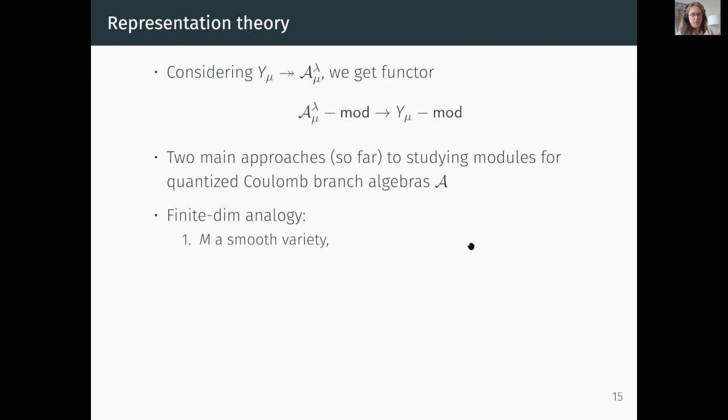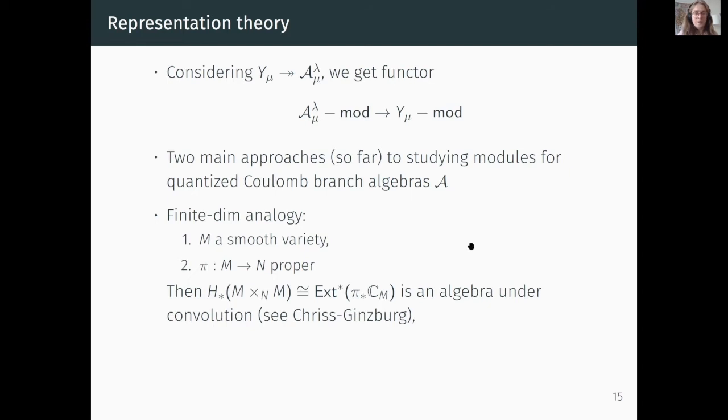So suppose we took M, a smooth variety, and a map to N which is proper, so a proper map of varieties. Then if you open the book by Chriss and Ginzburg, you'll see that there's a construction of an algebra called a convolution algebra. It's the Borel-Moore homology of this fiber product, the fiber product being the usual thing: pairs which have the same image in N. It can also be described as an Ext algebra. These algebras have very nice descriptions of their module theory, which are described by Ginzburg in this book.